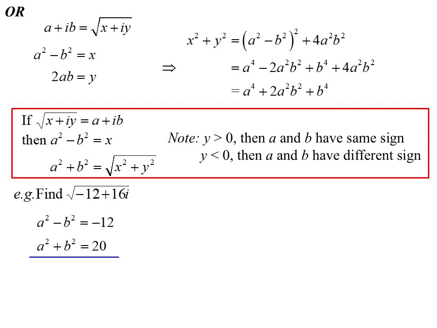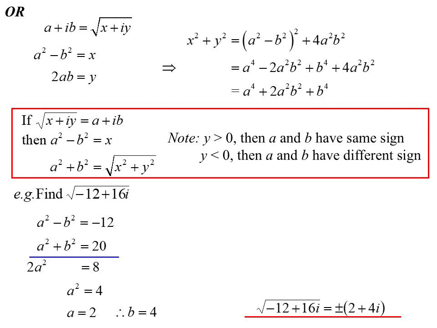Add them together, I come down to a being 2. I don't worry about plus or minus 2, because I know my final answer I'm going to go plus or minus anyway. So if a is 2, b is, well, the imaginary part is positive, so it must have the same sign, so it's 4. Therefore my answer is, now I put the plus or minus in, plus or minus 2 plus 4i. I just think that's a heck of a lot quicker.